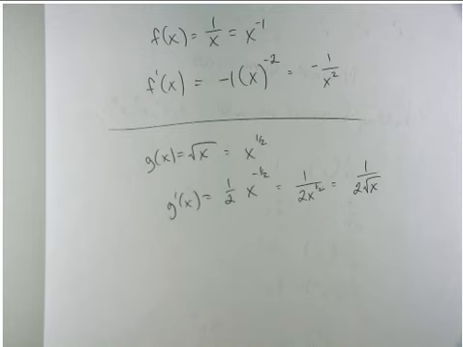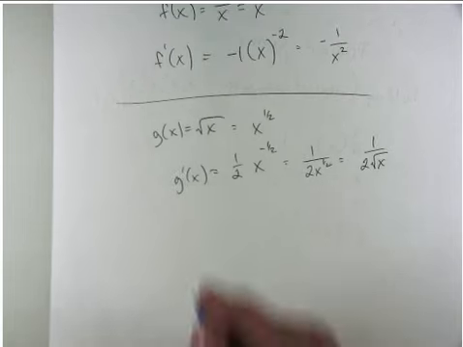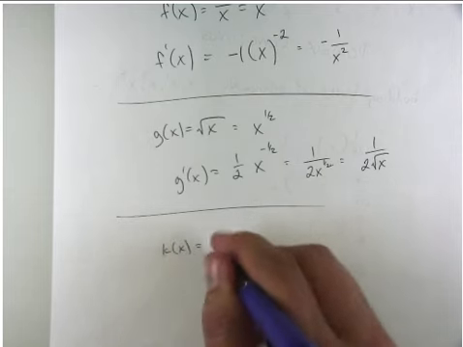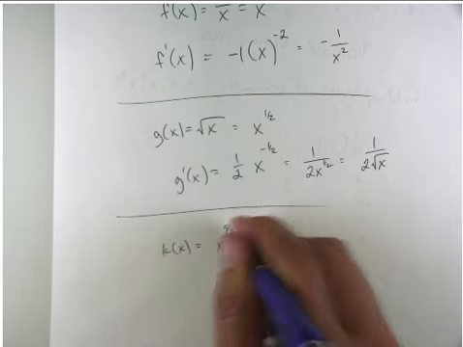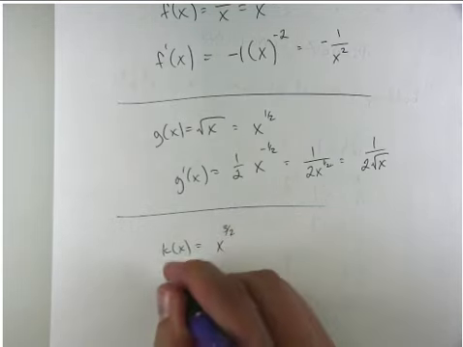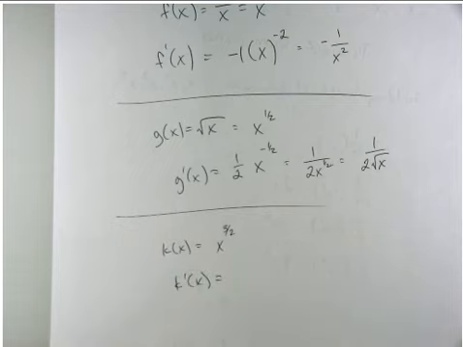It works for polynomials. It works for 1 over x, 1 over x squared. It works for roots. It works for a square root or a cube root or a fourth root. It would work for something like k of x equals x to the 3/2. x raised to a number. What is k prime of x going to be?